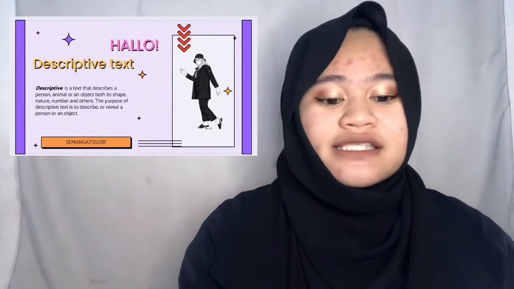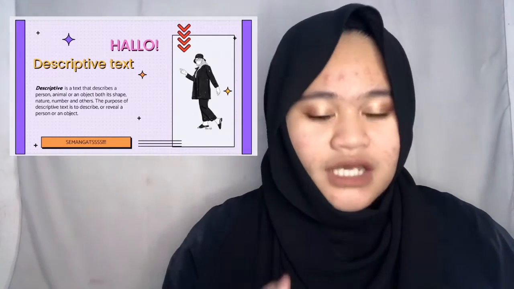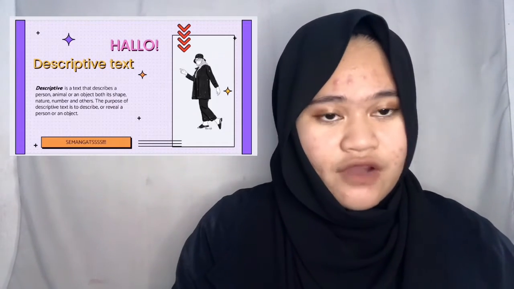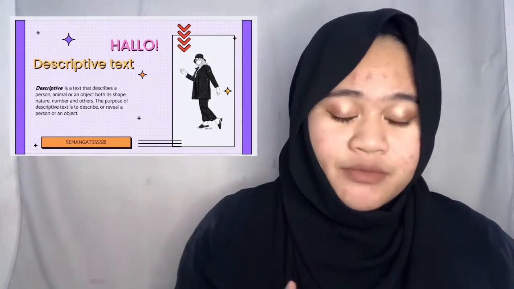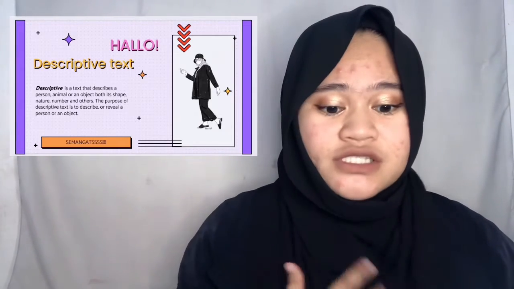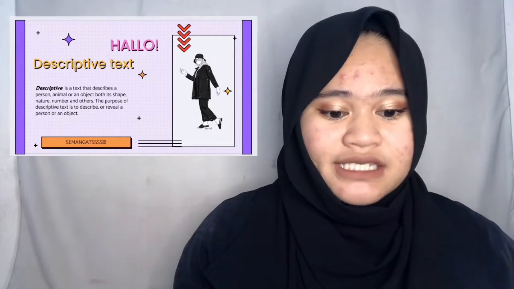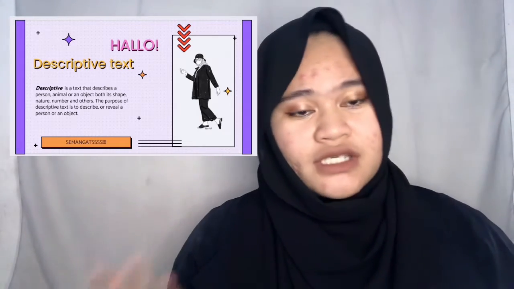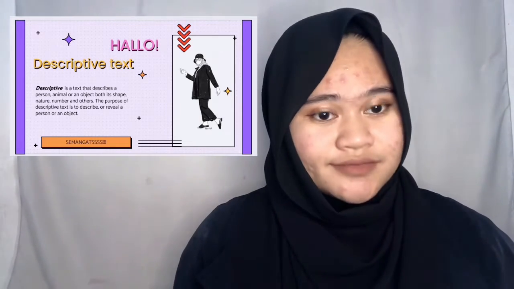I hope you can pay more attention to my presentation. First, you have to know what descriptive text is. Descriptive text is a text that describes a person, an animal, or an object, including its shape, nature, number, and others. The purpose of descriptive text is to describe or to reveal a person or an object.